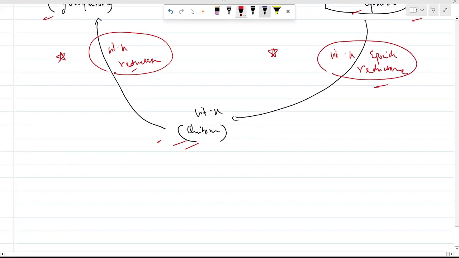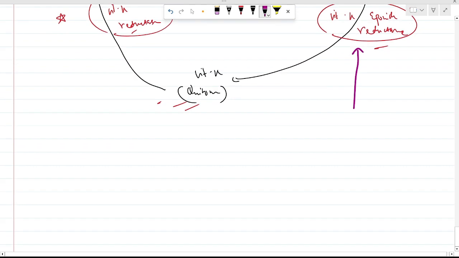Now, the important fact you need to remember here is this vitamin K epoxide reductase. This enzyme is inhibited by some drugs. What is the name of those drugs? Inhibited by, remember, warfarin and dicumarol.